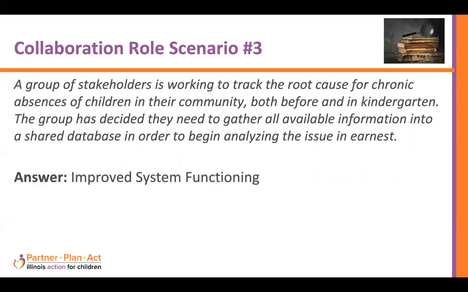In this scenario, the collaboration's main role is focused on improving systems functioning. While data on absences is available, they are looking at ways to improve how they store and analyze the data. Secondly, they are trying to understand the system barrier of chronic absence by understanding the root cause. Once they have that understanding, they can determine the next step in addressing the barrier, which may include additional system improvements.